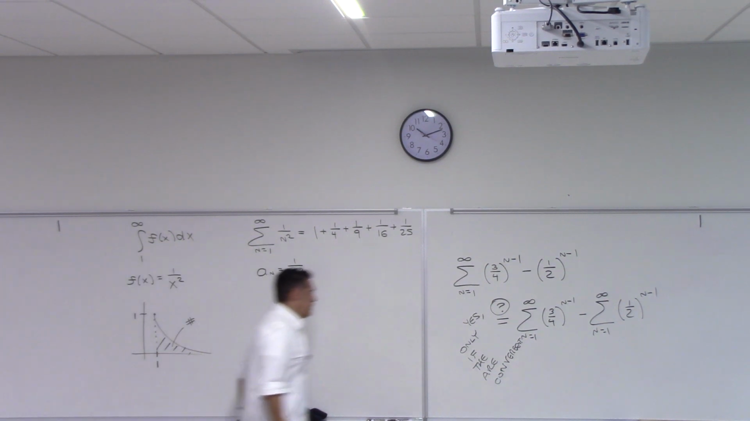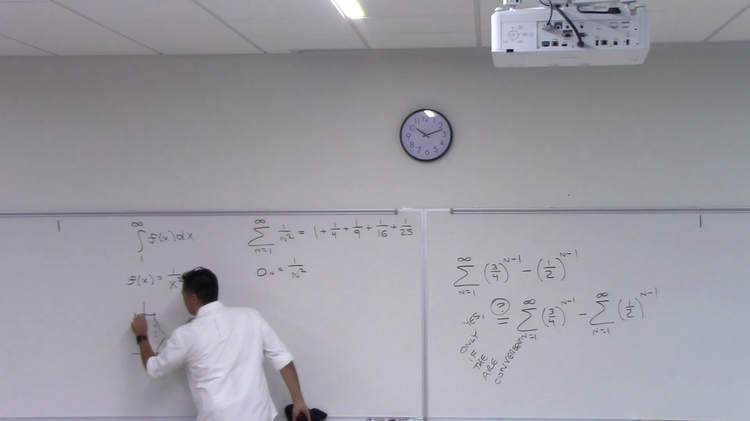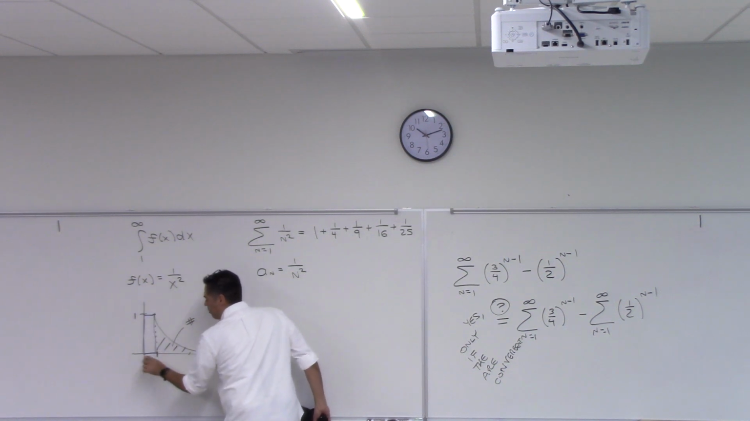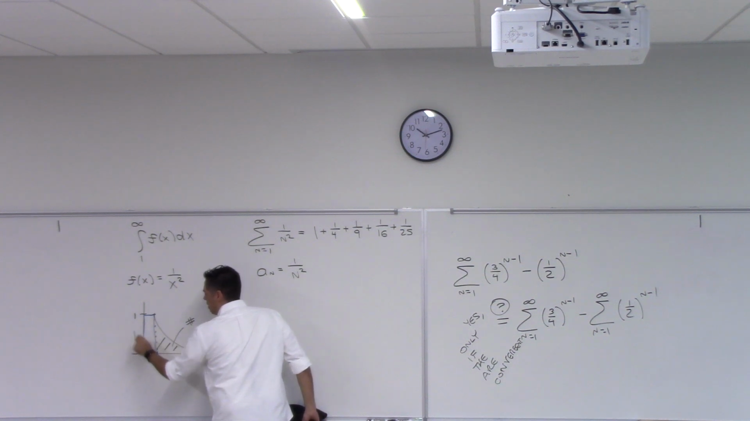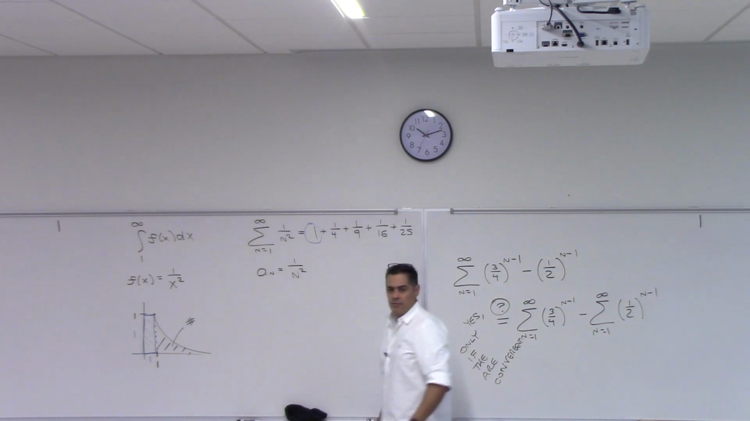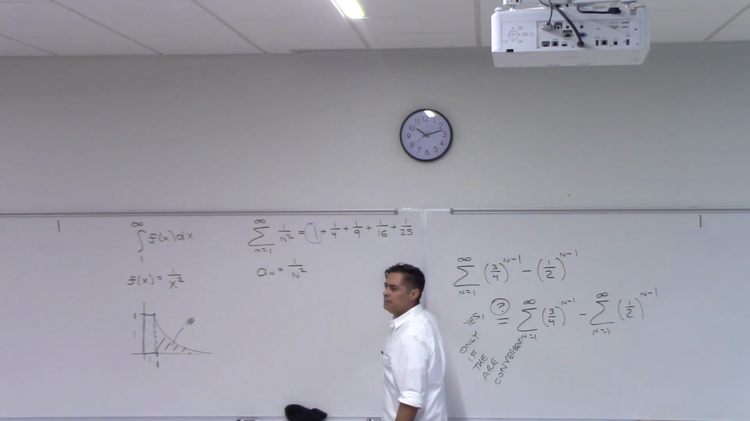Do you all agree that if I draw this rectangle, the area of this rectangle right here, how wide is it? 1. How tall is it? 1. What's the area of that rectangle? 1, right? See that rectangle? That area is 1.